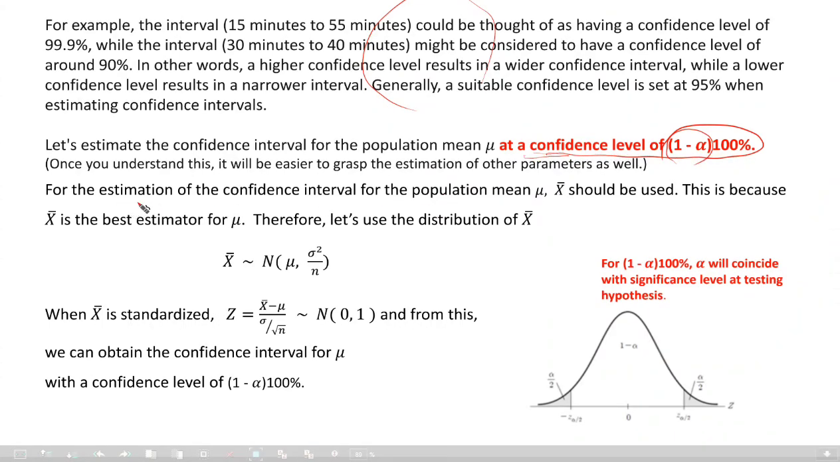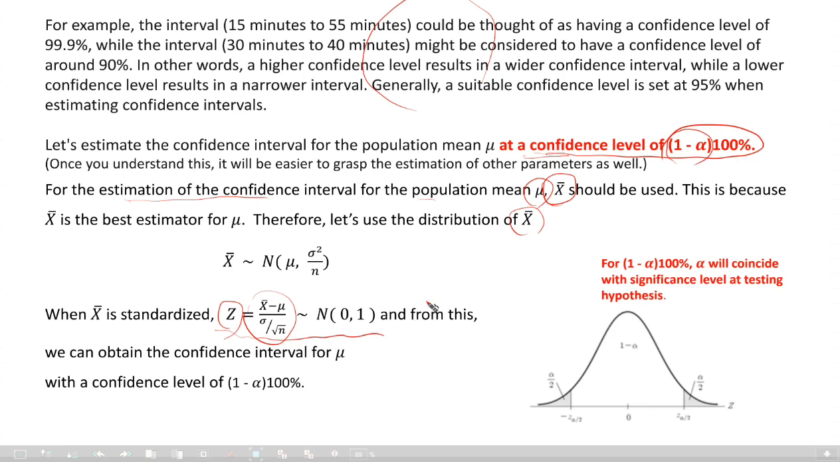Okay, for estimation of the confidence interval for population mean mu, x bar should be used. We have to use x bar, okay, because it is the best estimator. What is the distribution of x bar? By the central limit theorem, x bar has a normal distribution with mean mu and variance sigma square over n. And standardized, we get G, x bar minus mu over sigma divided by the square root of n, like this. Okay? So we will use this distribution.